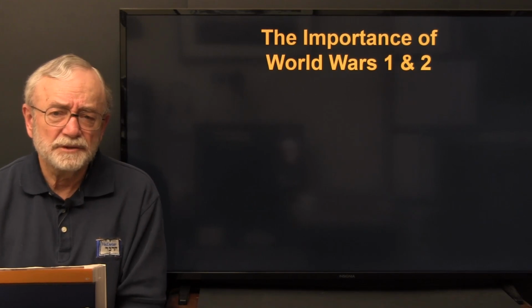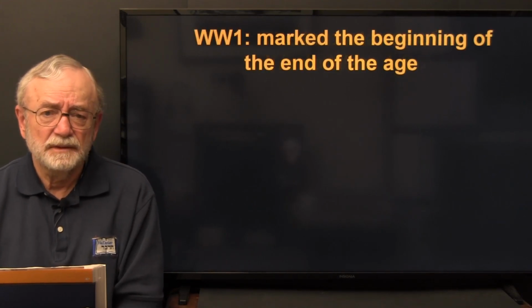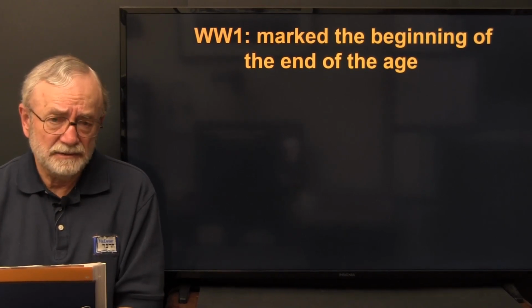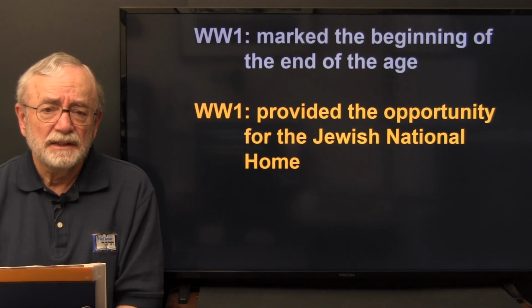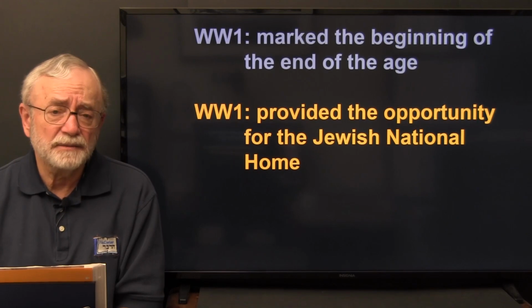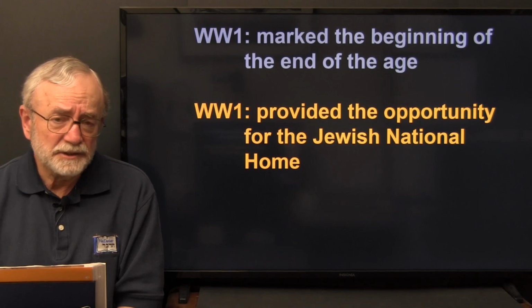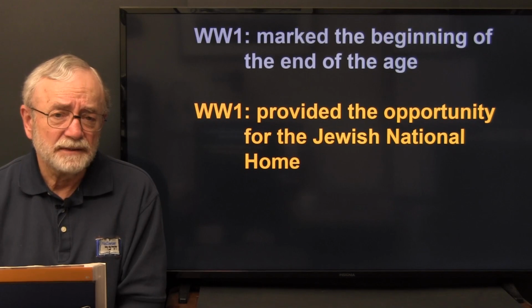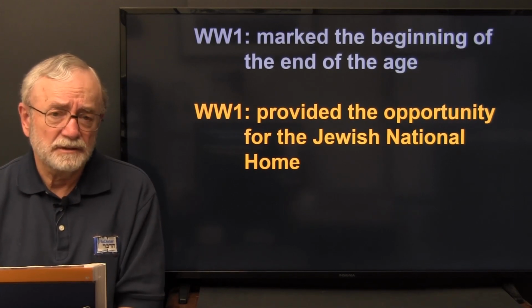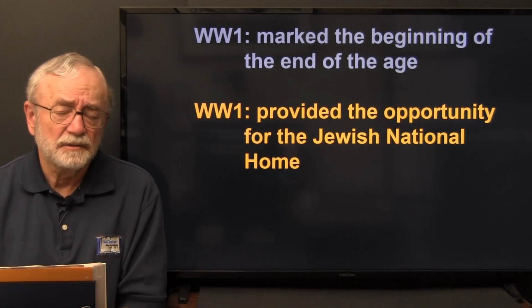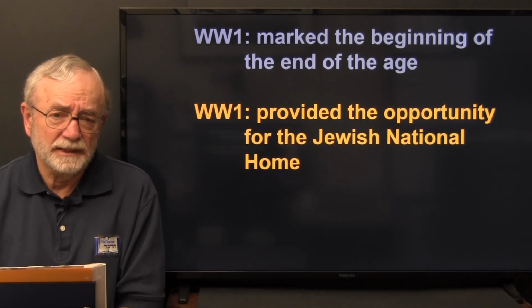All right, let's get back to the importance of World War I and II. So World War I is important because it marked the beginning of the end of the age. So we're in the end of the age, and World War II also provided the opportunity for the Jewish national home. The Ottomans had been thrown out of the Middle East, and the League of Nations has approved the mandate and has approved the formation, the reinstitution of the Jewish national home. So the opportunity for a Jewish national home is there through the League of Nations, through the British mandate.